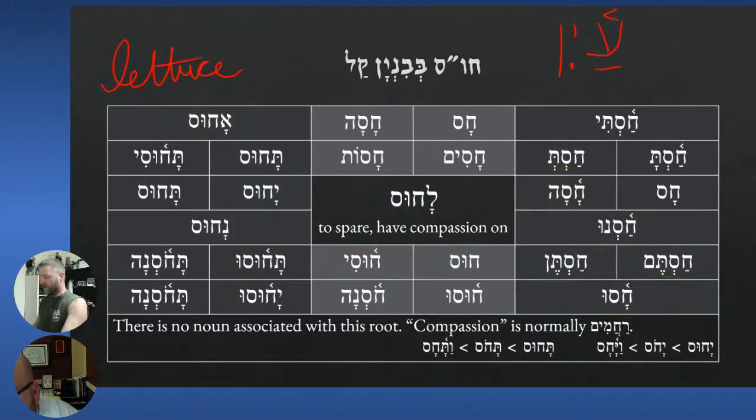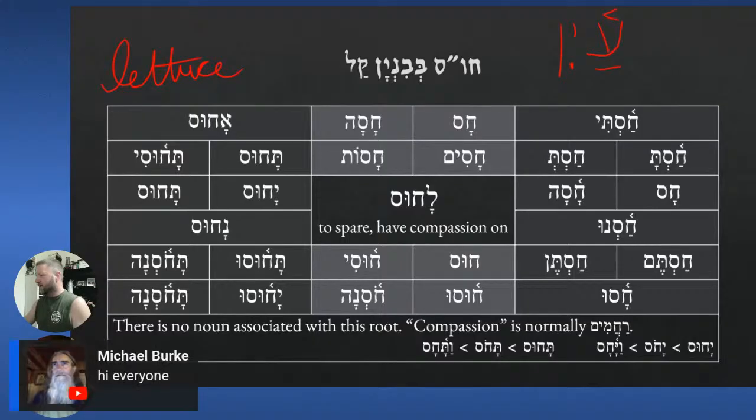Pretty standard, right? Colton, how do you feel about that? Pretty normal, right? Michael Burke, I see you out there saying howdy. Thank you so much for signing up as a Yedid Nefesh. That's above and beyond. Really appreciate it.